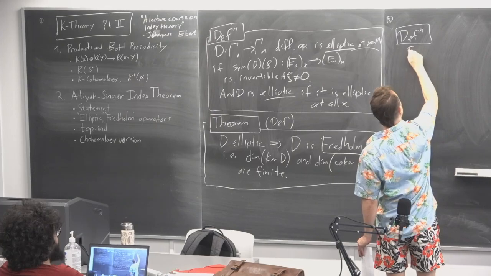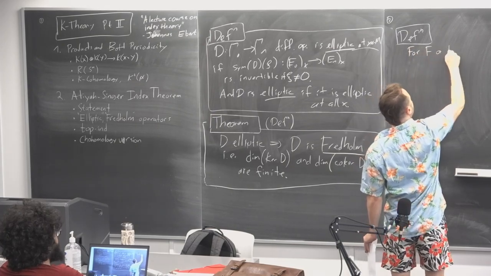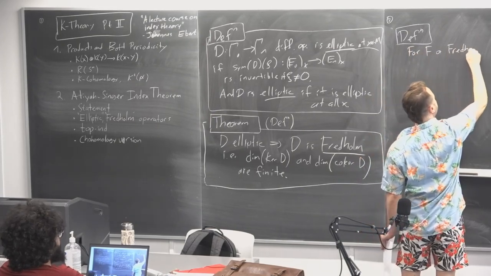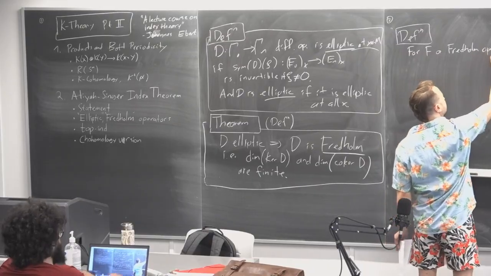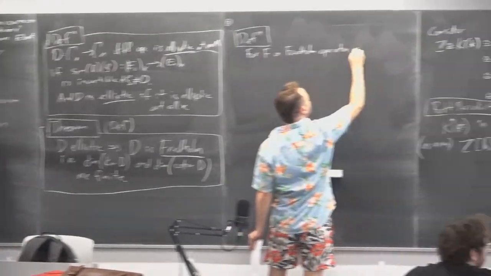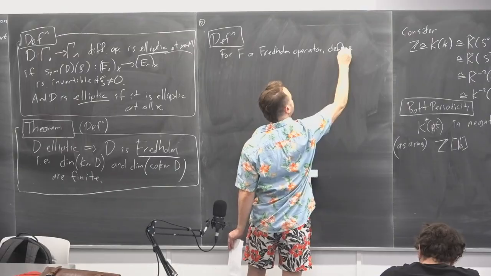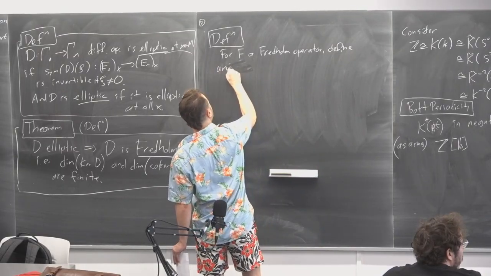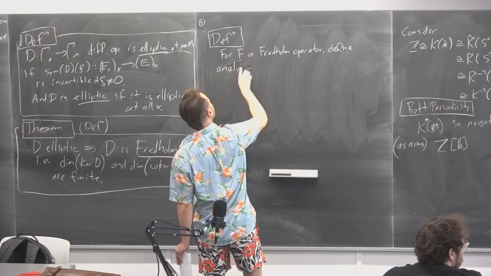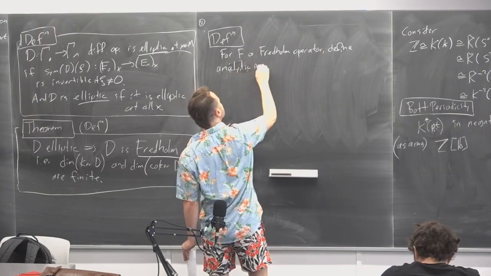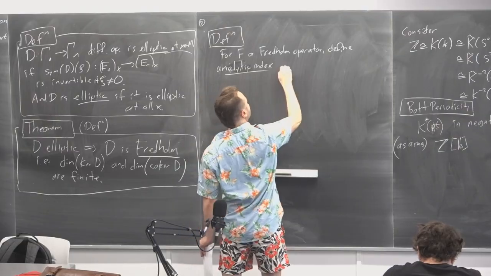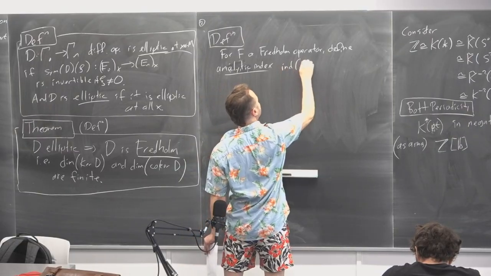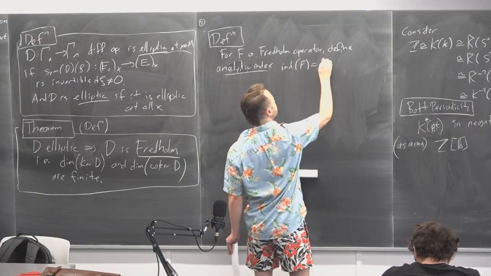So for F a Fredholm operator, define the index, the analytic index. This is just the difference between these dimensions.